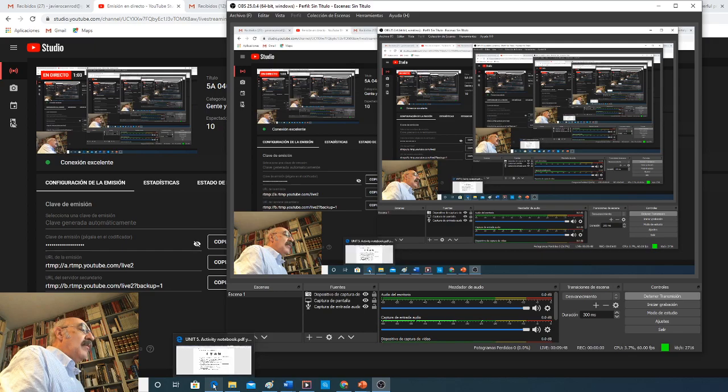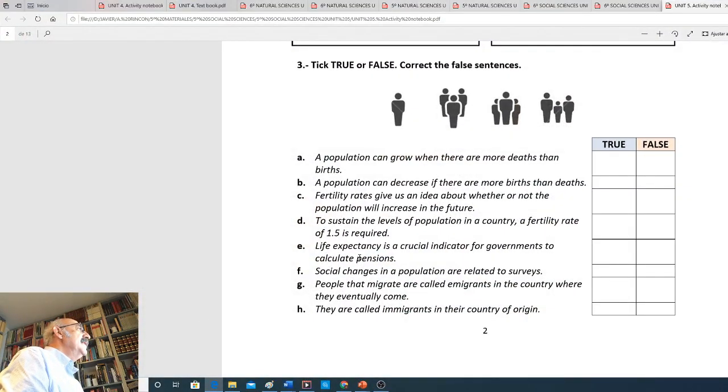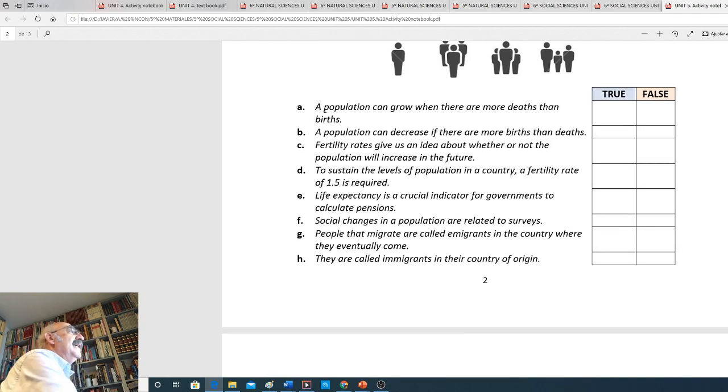So first thing, we're going to go to our exercise part. So please be prepared with your notes. You have to do this exercise. You have to tick true or false, and you have to correct the false sentences. Remember that. And the first exercise A reads: a population can grow when there are more deaths than births. And this is clearly false. Okay, so the correct sentence would be: a population can grow only when there are more births than deaths.